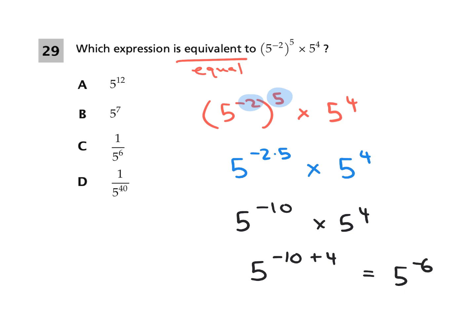And we don't see 5 to the negative 6, so we must have made a mistake. Nope. Relax, don't panic. Okay, so 5 to the negative 6 can actually be written as a fraction, 1 over 5 to the 6. And hey, that's C. So that's how we do that one.